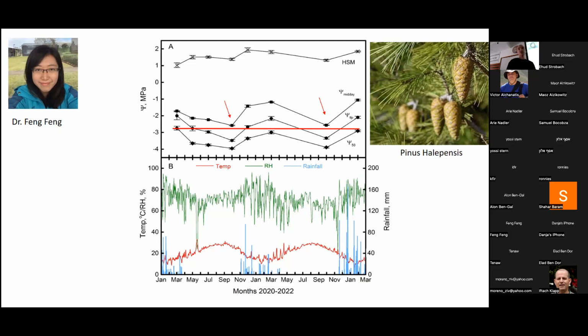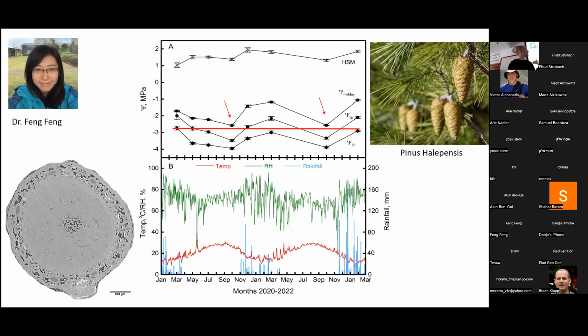And I can show you that there was actually no cavitation, not only based on this estimation, but we also took some branches to the lab and did micro CT. In micro CT, everything that is dark is air spaces, and everything that is gray is still full of liquid. You can see some air spaces here in the pith, some in the bark, and some in the xylem. But when we quantified it, it was 3 to 5% of the xylem area. So it's very marginal amounts of cavitation, nothing like what could have been suggested by assuming a constant P50. So this is Pinus halepensis.